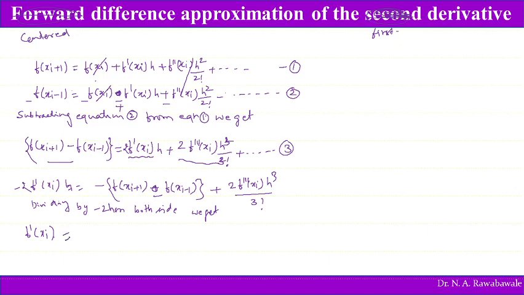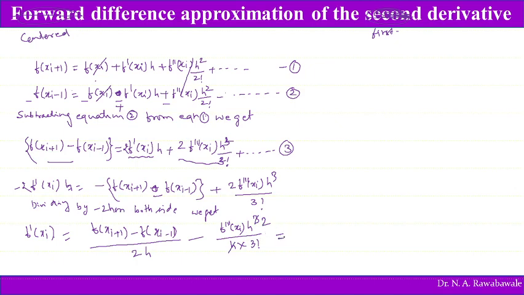So f dash of xi is going to be there on the left hand side, and minus minus plus, so we get f of xi plus 1 minus f of xi minus 1 divided by 2h. Then minus divided by minus means this plus becomes minus, minus 2 gets cancelled. So f triple dash of xi h to the power of 3 divided by h into 3 factorial. 3 factorial means 6. So h gets cancelled, so h square is going to remain.